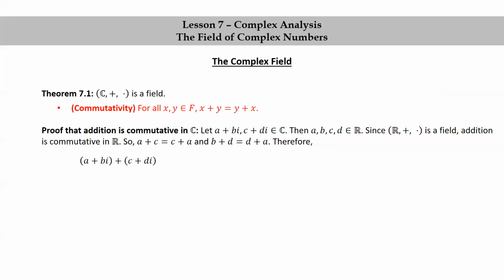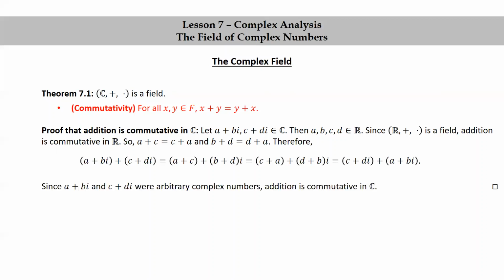Therefore, (a + bi) plus (c + di), by definition of addition of complex numbers, is (a + c) plus (b + d) times i. Using the commutativity of addition in the reals, we could rewrite that as (c + a) plus (d + b)i. And then using the definition once again, that's (c + di) plus (a + bi). Okay, so since a plus bi and c plus di were arbitrary complex numbers, we see that addition is commutative in the complex numbers.